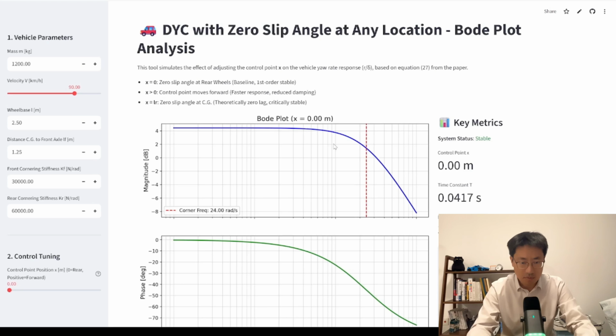First, let's address the fundamental question. Why does the vehicle spin? To understand this, we need to understand a core concept, the friction circle.